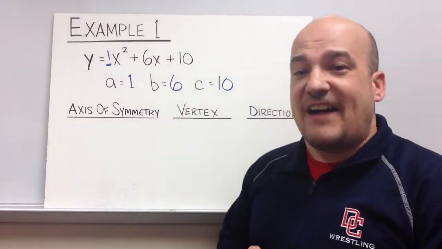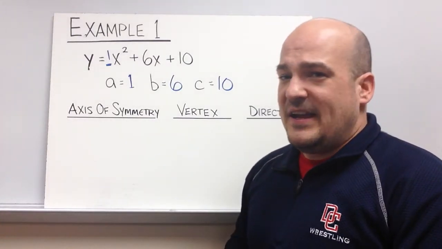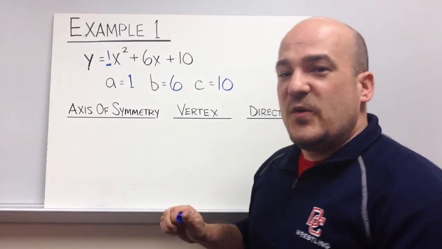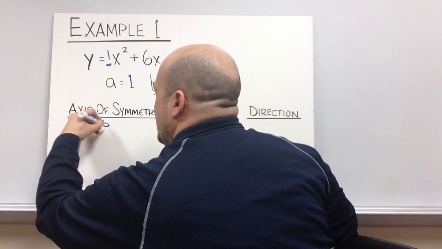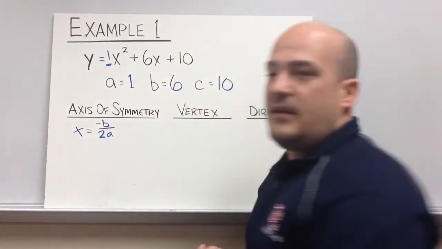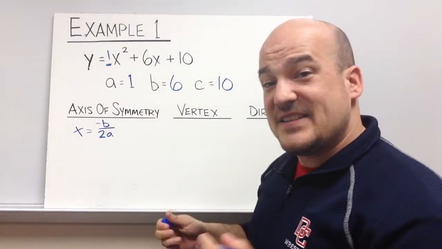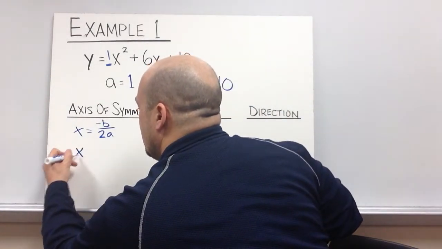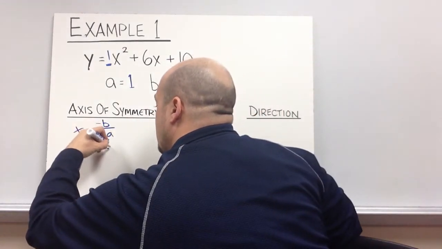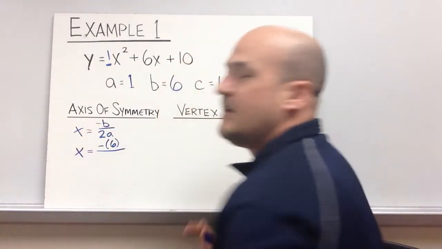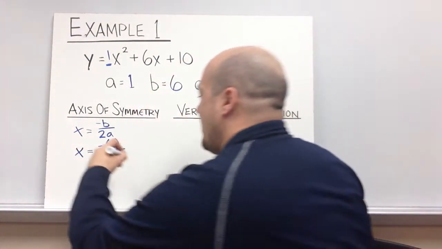Now that I've defined those three parts of my quadratic equation, I can go ahead and find my axis of symmetry. If you remember from our notes a moment ago, the axis of symmetry is x equals negative b over 2a. I know what my b is and what my a is, so the axis of symmetry is going to look like this: x equals negative 6, since my b is 6, all over 2 times a, and my a is 1.